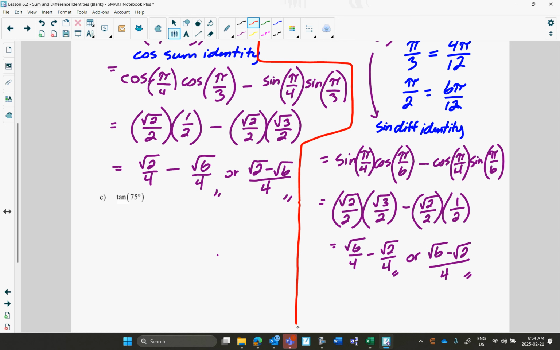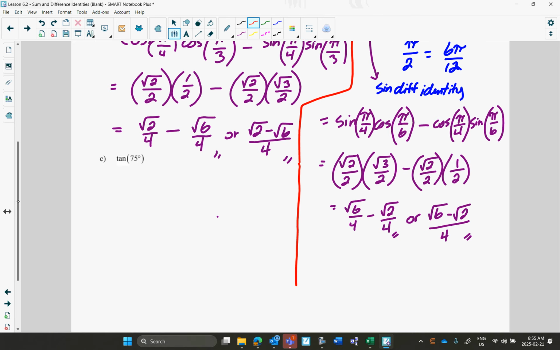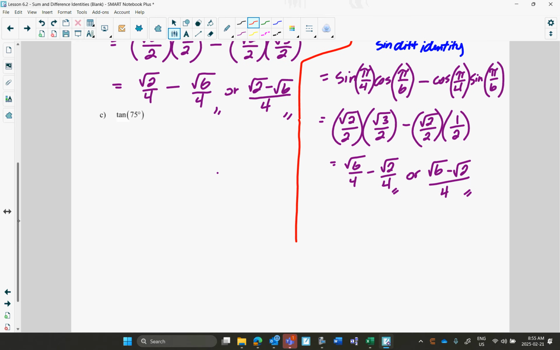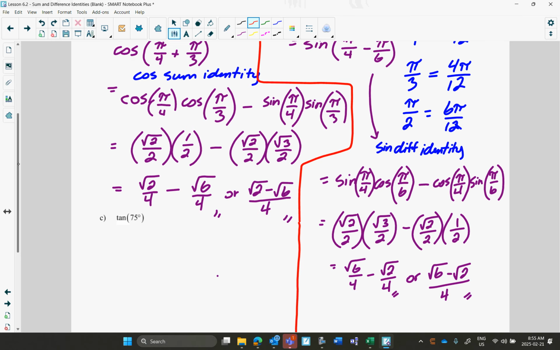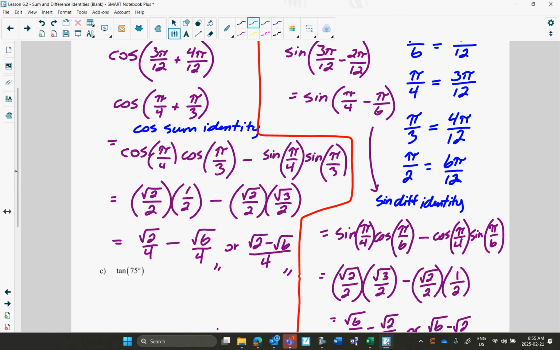Okay, the last one of these we'll look at is a tan one, and notice it's degrees, which actually is easier because you don't have to do common denominators, equivalent fractions. So now you're thinking of your unit circle angles in degrees. Can you think of two common unit circle angles that you can add to get 75 or subtract to get 75? What are common unit circle angles in degrees? 45 degrees, 30 degrees, there you go.